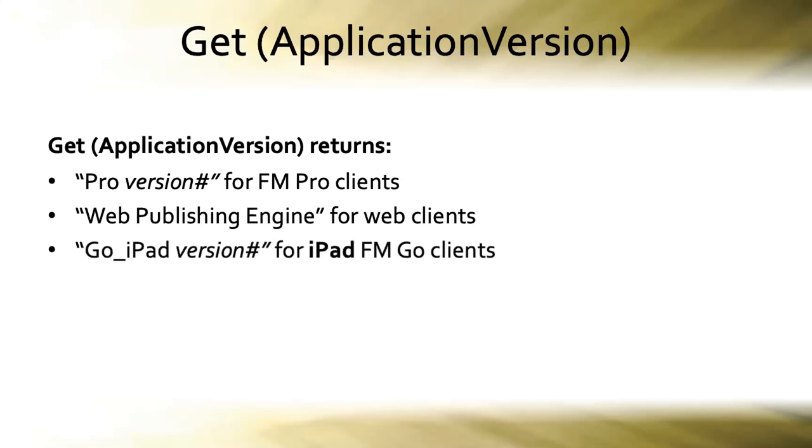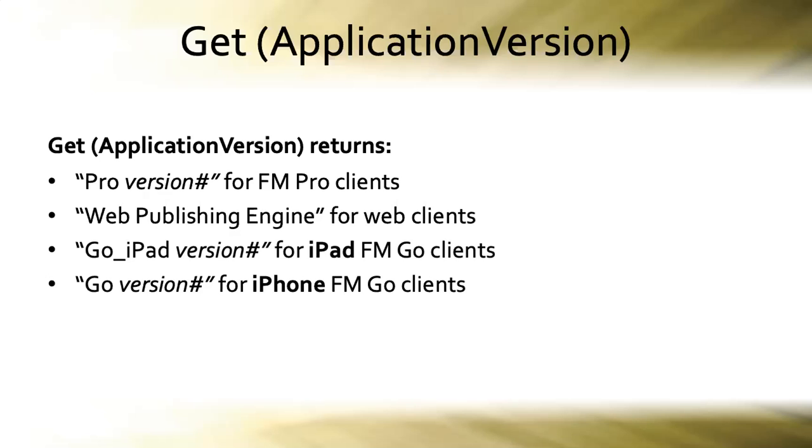We'll get go_iPad if they're using an iPad and running FileMaker Go on it. And we'll get Go and then the version number of FileMaker Go if they're running on an iPhone using FileMaker Go. So get application version, there are a few other results that it could bring back, but those 4 give us everything that we want. Remember, we were looking for desktop, web, iPad, and iPhone, and here we've got it.